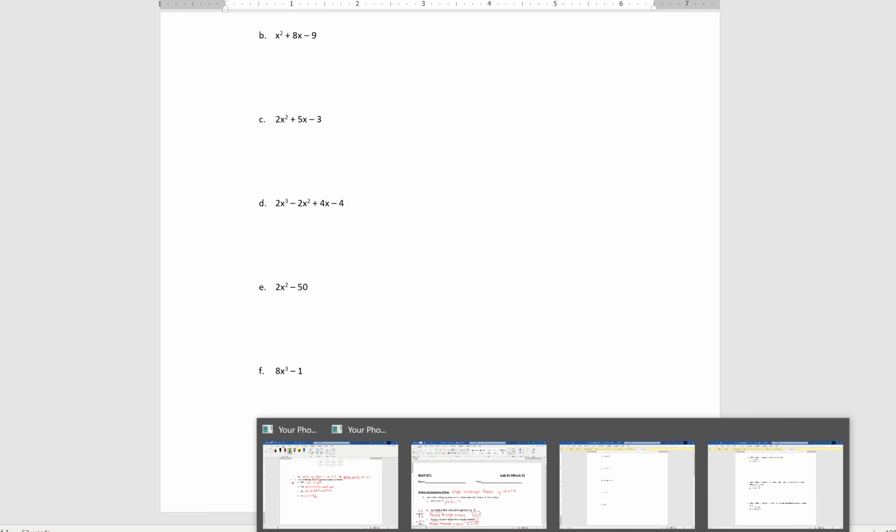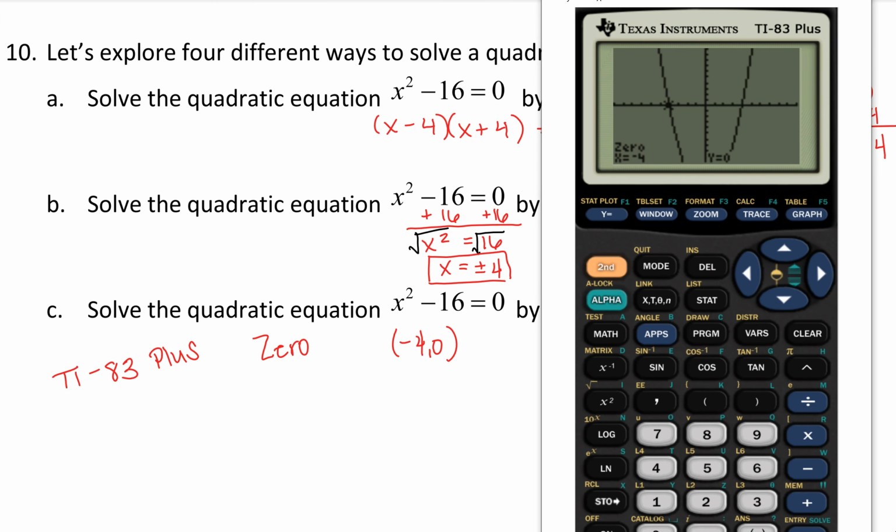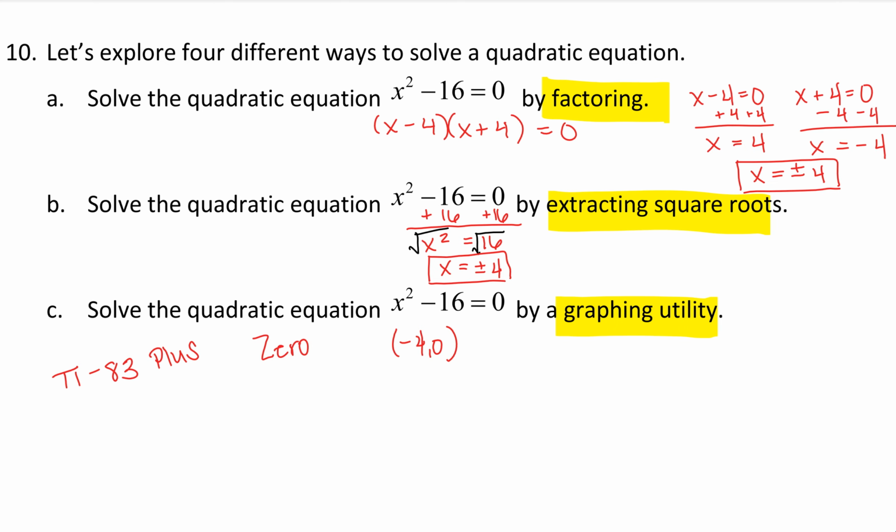And then I'm going to, again, do second calc, 0, enter, and again, I'm going to go to the other side, but because I'm going left to right, it starts below my line. So I hit enter, and then I go above my line. Enter, enter again, because I don't do a guess, so that I get a +4.